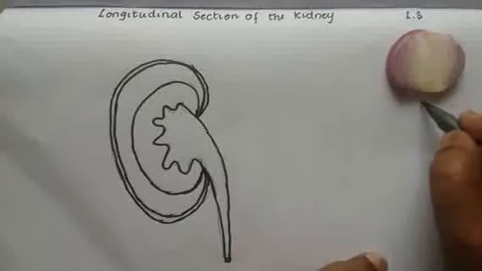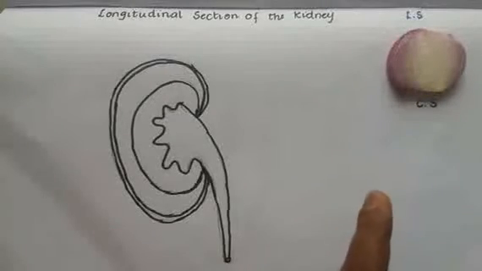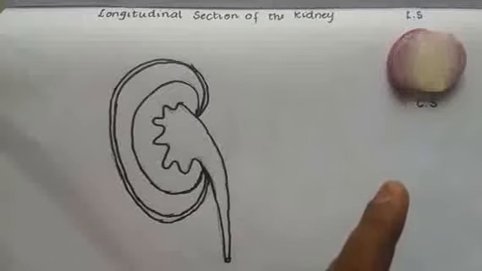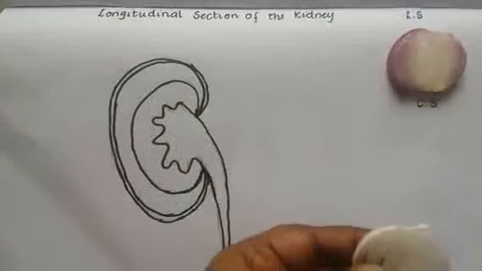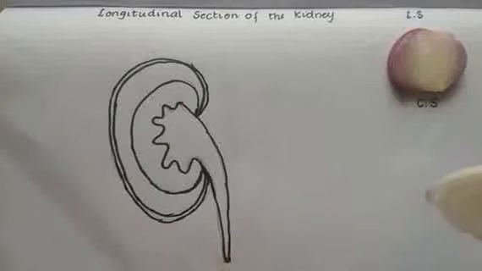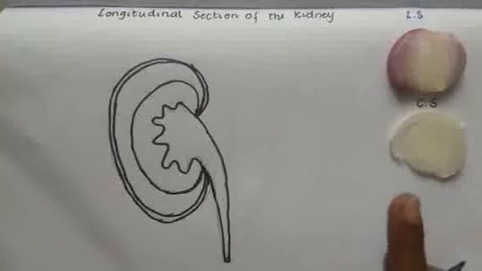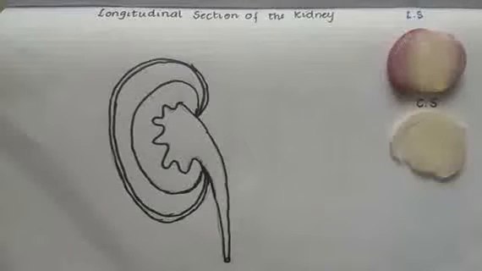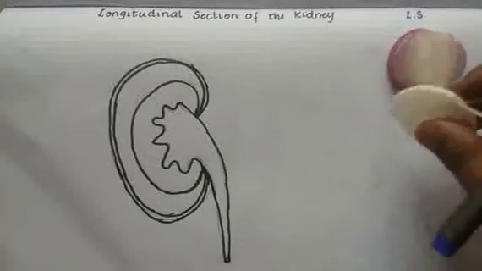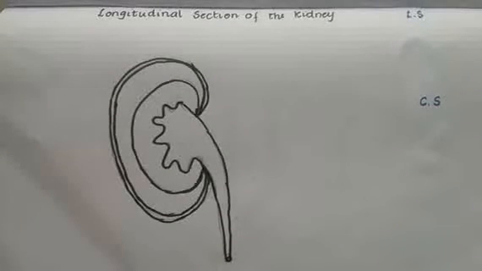In the previous chapter I have also taught you about the cross section of an artery or a vein. So when you cut the onion horizontally, we get the cross section. Here you can find the cross section of the onion. In the previous chapter we learnt about the cross section of the artery or a vein, in which we learnt about the three layers of the artery, vein, followed by their lumen. Yes children, now let us start learning about the longitudinal section of the kidney.